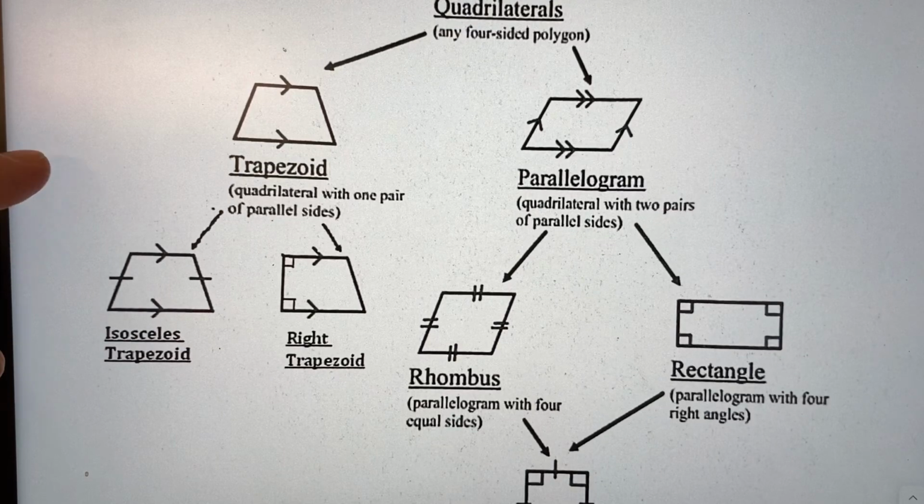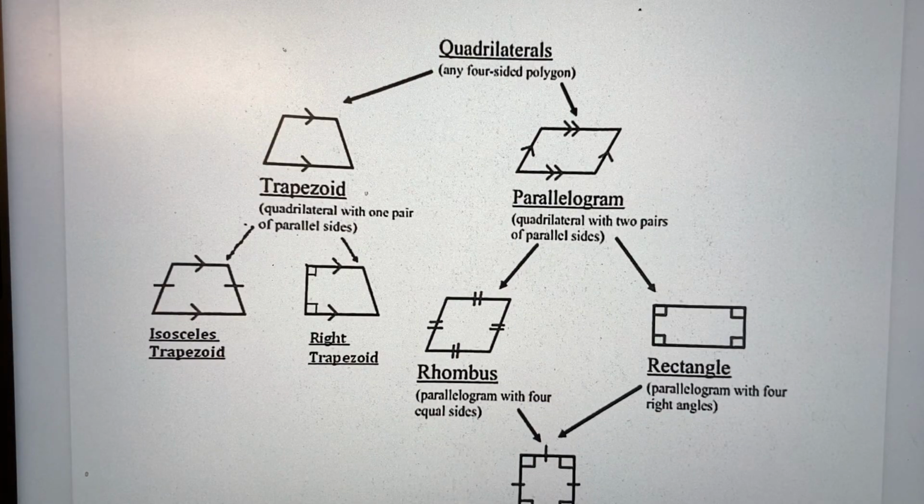So one thing to notice about this little diagram here is that it doesn't include the kite. For some reason, not sure what's going on with that, but whatever. The kite would go basically at the first level: trapezoid, parallelogram, kite.